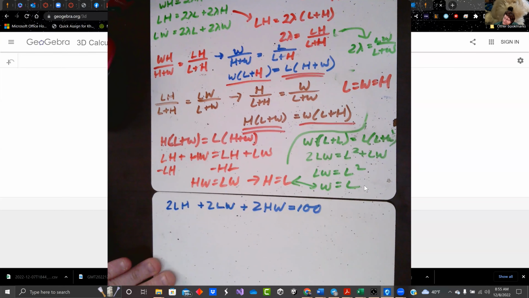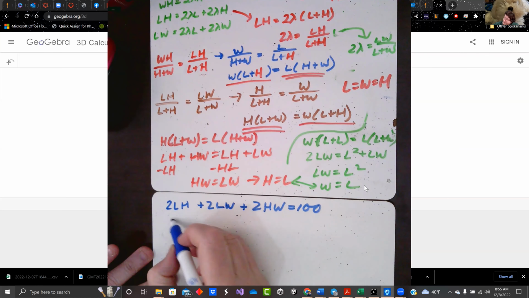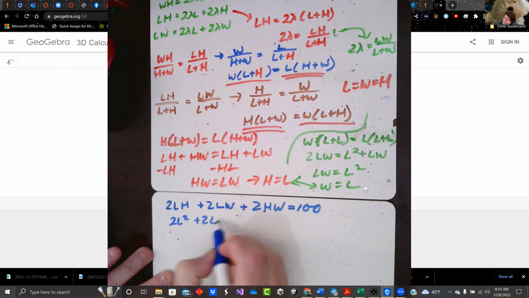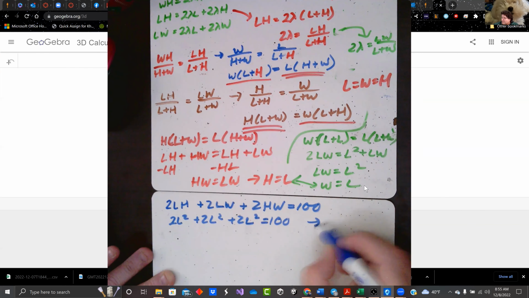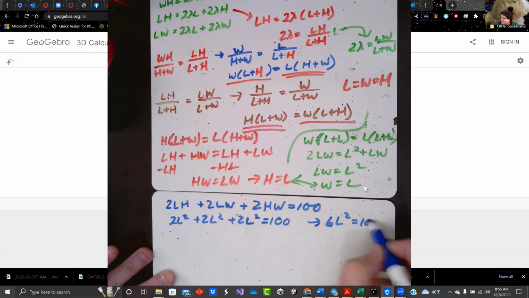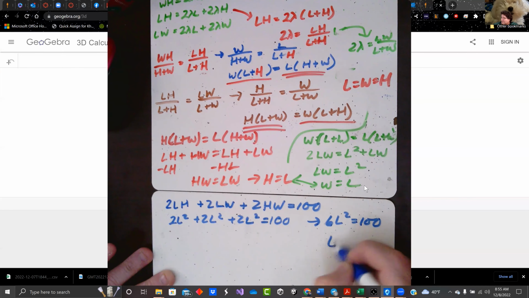Let's just make them all L's. They all equal each other. So I've got 2L squared plus 2L squared plus 2L squared equals 100. So 6L squared equals 100. I'm running out of time, which is why I'm going a little bit faster. L squared equals 100 over 6.